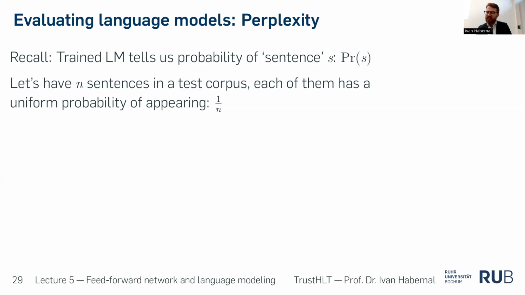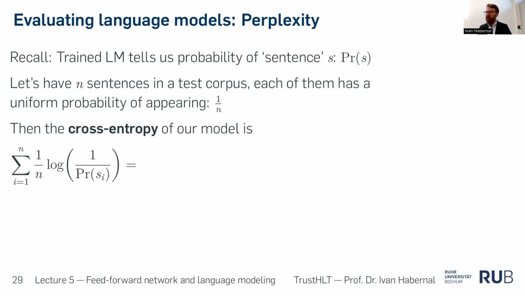So n sentences in the test corpus, and each of them has a uniform probability of appearing, 1 over n. So all sentences in the test corpus are equally likely. Then the cross-entropy of our model. Oh, cross-entropy, we've seen this before. Okay, so we are always in the cross-entropy realm, like cross-entropy loss, computation of cross-entropy of probability.